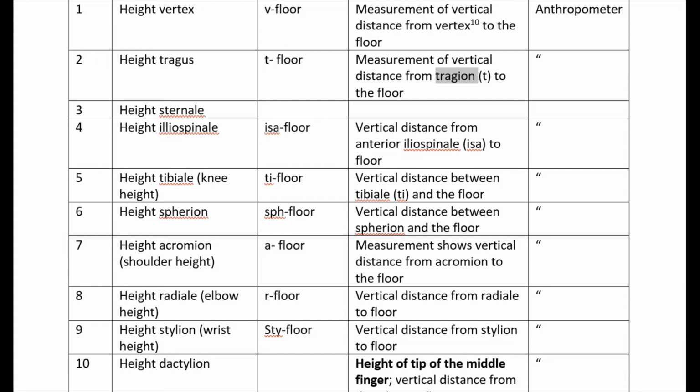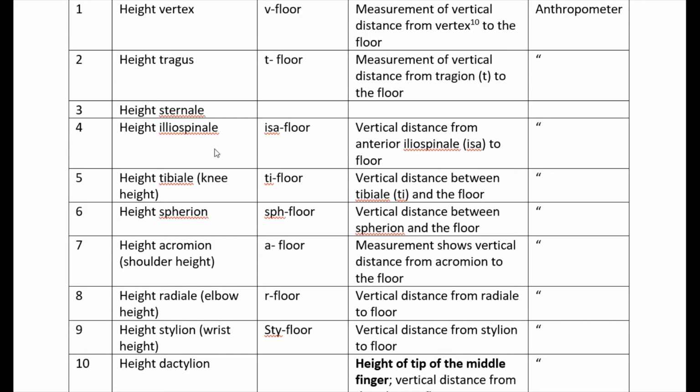From there, again orienting the person's face in the ear plane, you hold the anthropometer rod from the right side and then you take the readings from the left side. That is how you do it. Measurement of the vertical distance from tragion to the floor. We use the anthropometer rod. That's it.